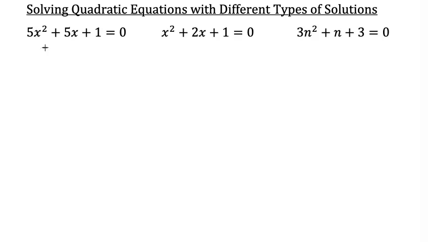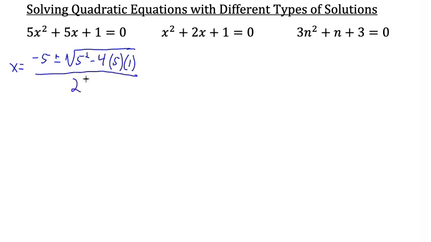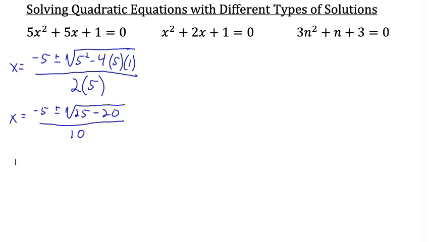So first, I'm going to solve the equation 5x squared plus 5x plus 1 equals 0. So x equals the opposite of b plus or minus the square root of b squared minus 4 times a times c, all of that over 2a. Now we simplify underneath the square root sign and continue simplifying underneath the square root sign. And we get our solution.